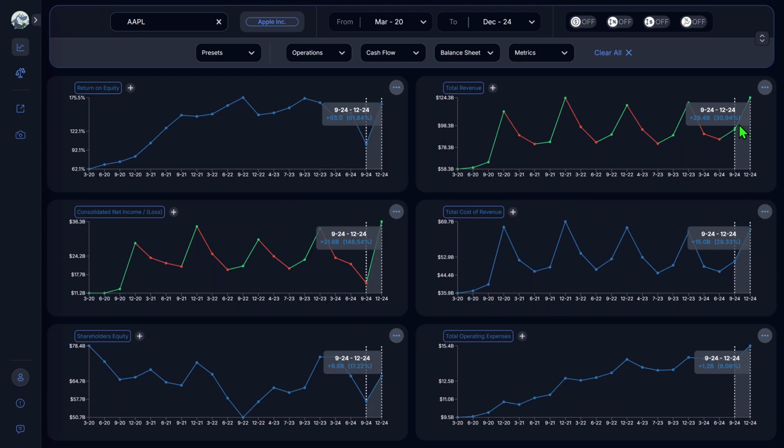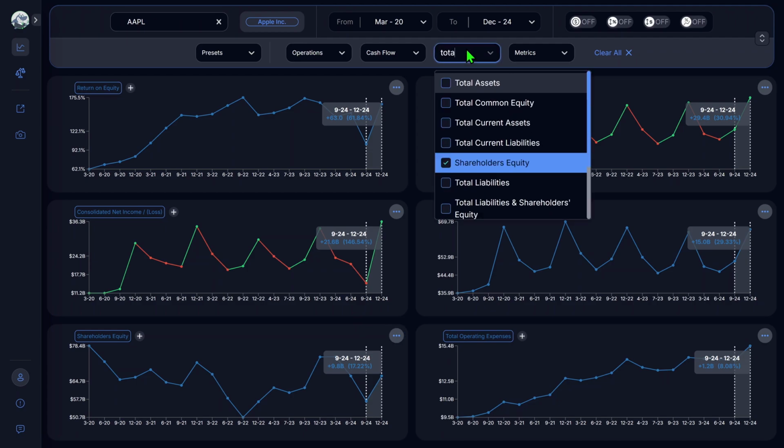Total revenue grew by 31%, while total cost of revenue grew by 29% and total operating expenses grew by 8%. So, the 147% rise in net income probably came from some other metrics.